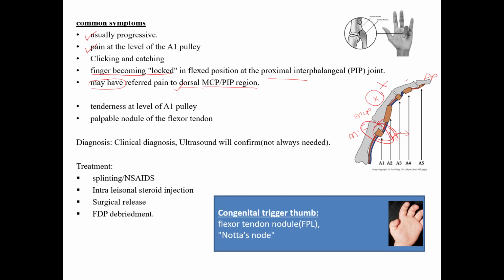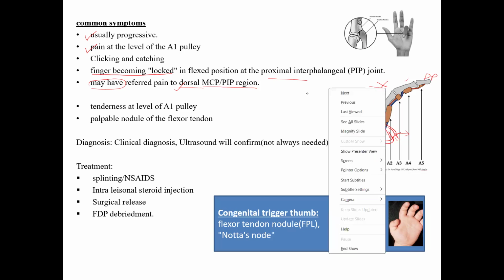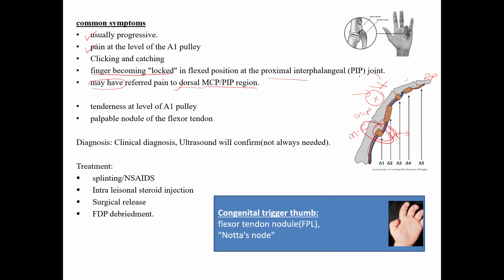So a patient will have pathology here, but due to the referred pain, they have more pain over the dorsal aspect. So if the patient is complaining of pain here, then also you need to suspect trigger finger and do a proper clinical examination. On examination, the patient also has tenderness over the A1 pulley. And if you very keenly observe, there is a nodule at the flexor tendon region. So how will you diagnose? It's basically a clinical diagnosis.